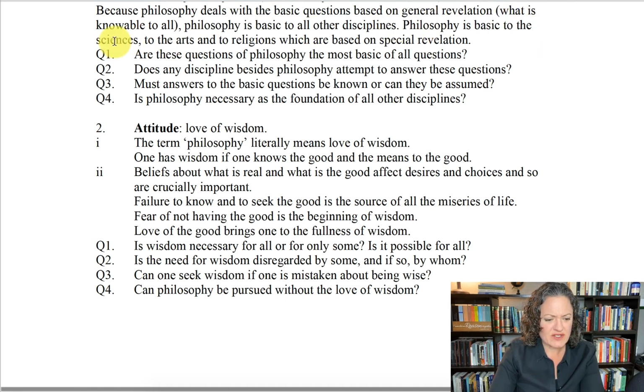Philosophy is basic to the sciences, to the arts, and to religions, which are based on special revelation. So religion is often based on some kind of scripture, which is not given to everyone. It's given to prophets and passed on in written form to those who believe. Philosophy may talk about some of the same topics religion does, but it's talking about them from a general revelation perspective, what everyone could know apart from special revelation or scripture.